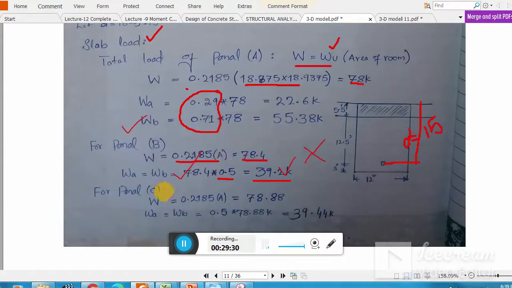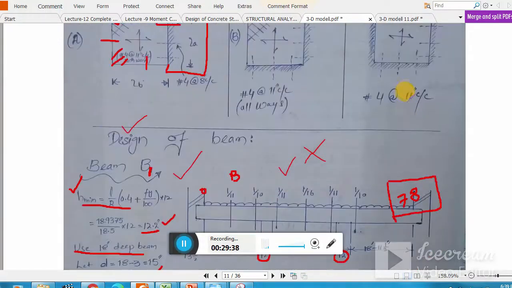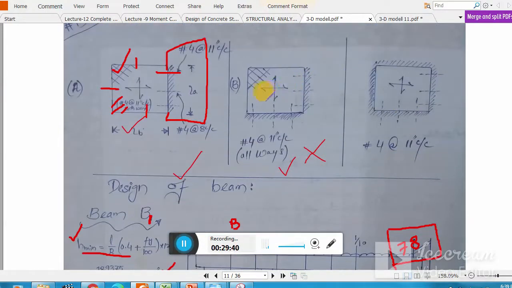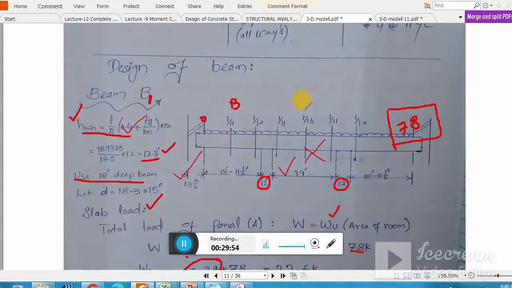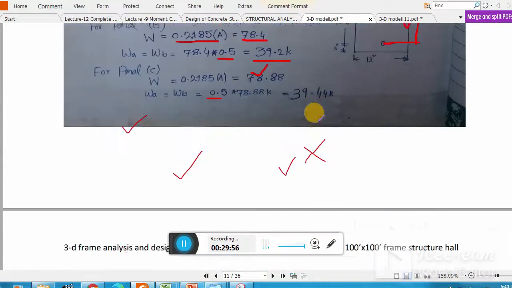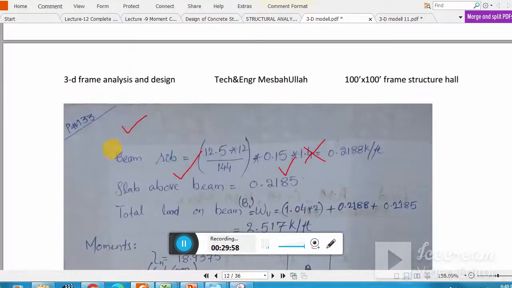Similarly, panel C is also square, so you find out the total weight and you have to multiply, because this is a square panel, and in a square panel basically the load is equally distributed to all beams, on 4 sides. But as panel A is not a square panel, that's why it is different: 29% in one direction and 71% in another direction. Clear?